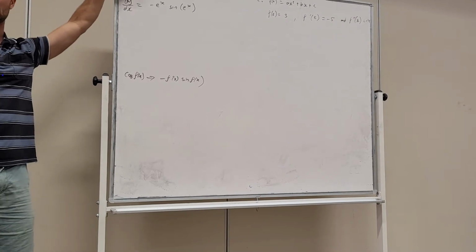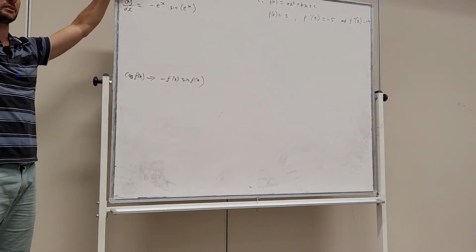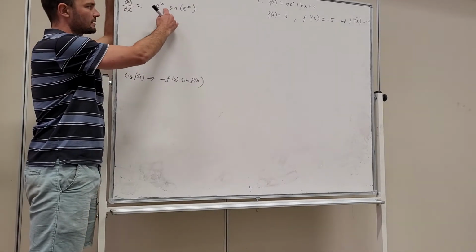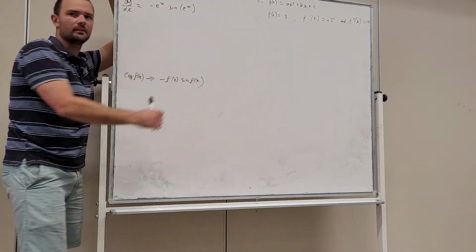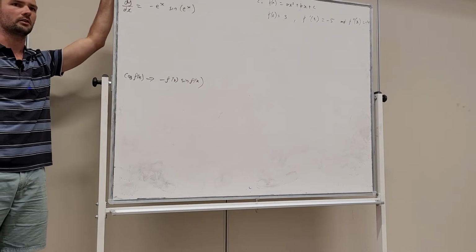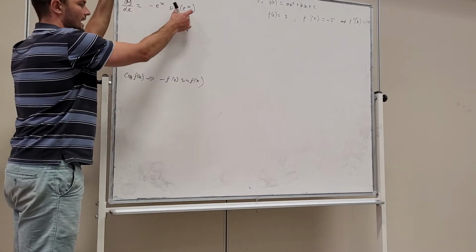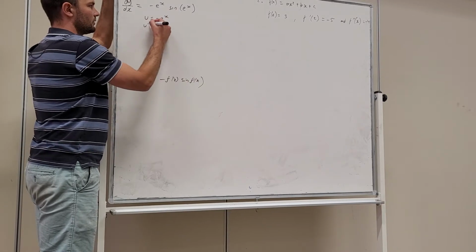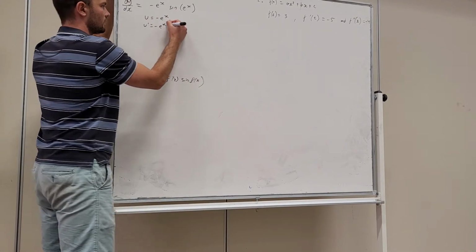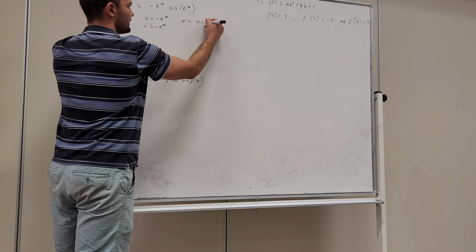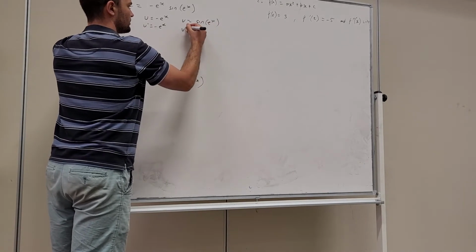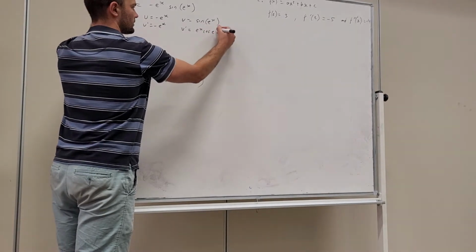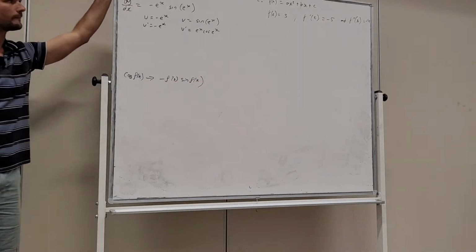But then we need to differentiate that again, and it's not so simple. We can't just go straight to the next step. Here I've got minus e to the x times by sine of e to the x. All right, so we've got u times v. We have to use the product rule here. So u is minus e to the x, u dash is minus e to the x. V is sine of e to the x, which means v dash is going to be e to the x cos of e to the x.